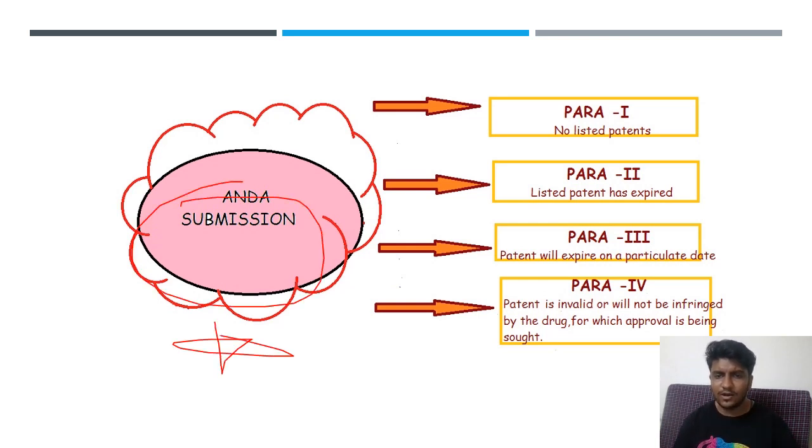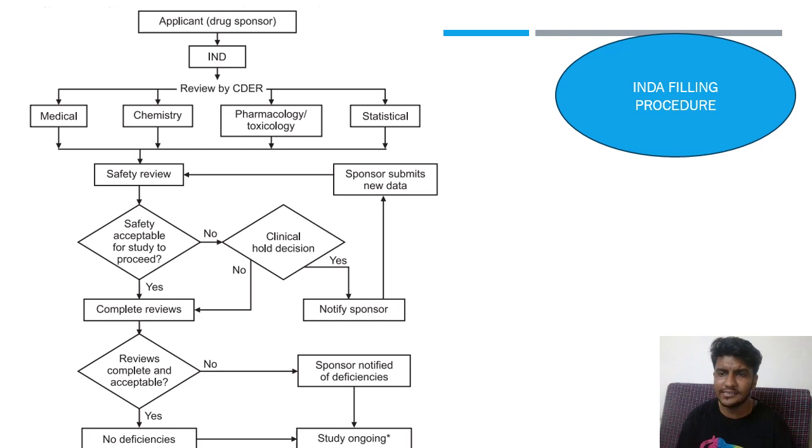So Paragraph 1 is for one in which the patent does not exist. There is no patent that is granted or listed. Paragraph 2 is for a patent that has been there but has expired. Paragraph 3 is for a patent which is there but will be expiring soon on a particular date. And Paragraph 4 is the infringement patent. There is some invalidity in the patent. So these 4 paragraphs are the basis of the Hatch-Waxman Act and the ANDA submission.